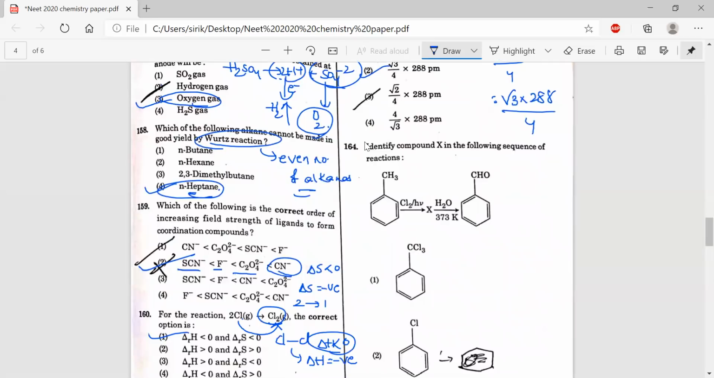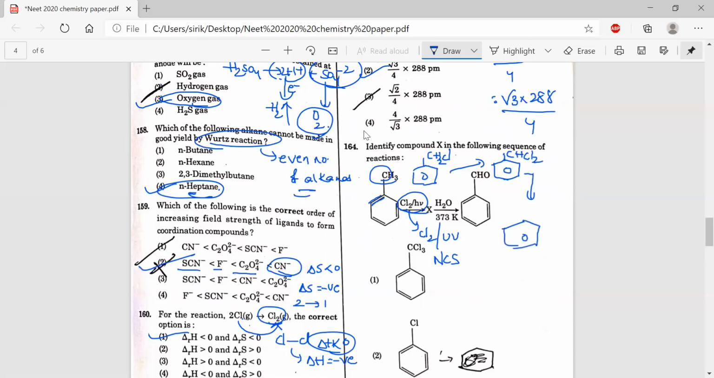164, identify the compound X in the following sequence. When you are adding chlorine in sunlight, they may give you chlorine in UV light, or they may give you NCS, N-chlorosuccinimide. In all these cases, allylic substitution takes place. This is an allylic carbon. Here chlorine comes and attacks, and allylic substitution takes place, giving CH2Cl, and in the subsequent reaction one more hydrogen will be replaced to give CHCl2, because as per our product we want a benzaldehyde.